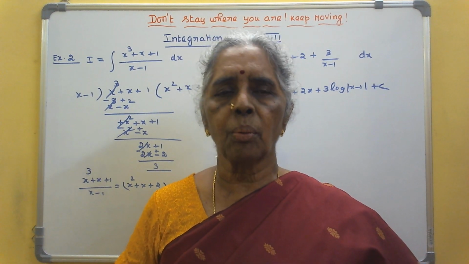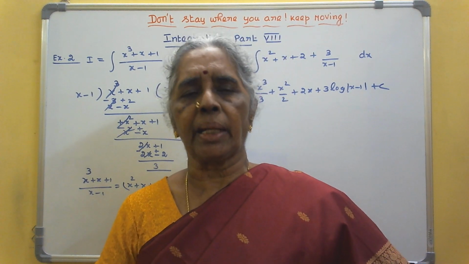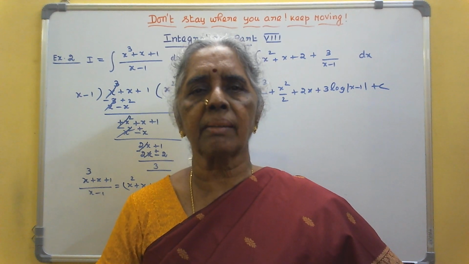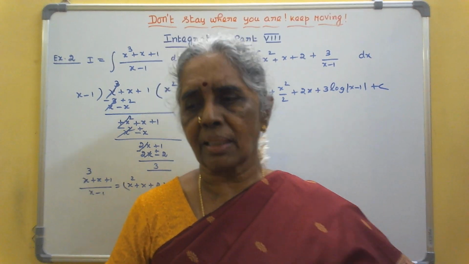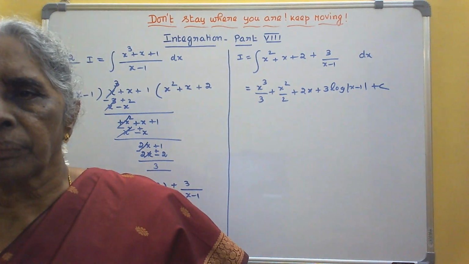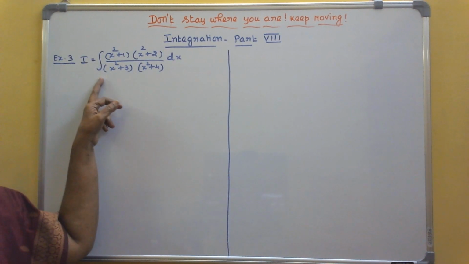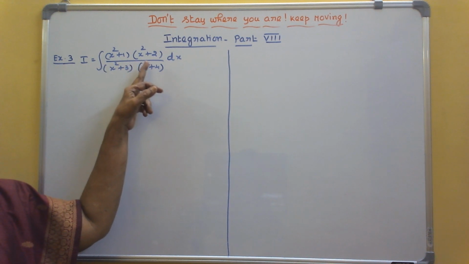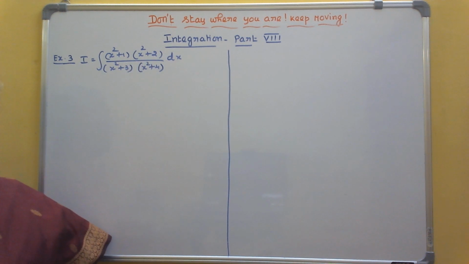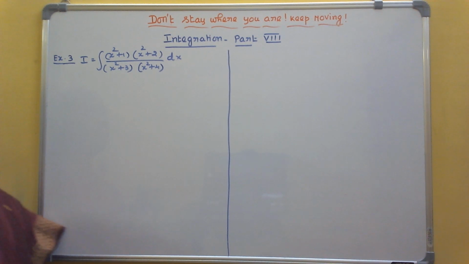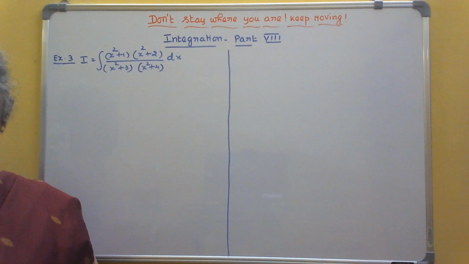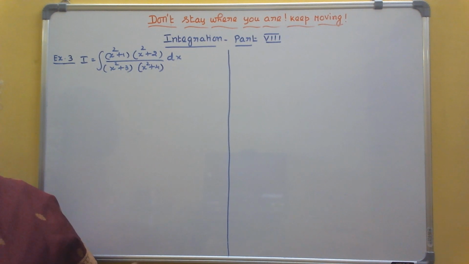Next we will do one special sum I can call. It is also partial fraction, but a bit lengthy, and a special sum I will call. That we will do. I is equal to integral of x squared plus 1 into x squared plus 2 by x squared plus 3 into x squared plus 4 dx. The degree of the numerator is degree 4. Similarly, the degree of the denominator is also degree 4. So you know you have to divide.